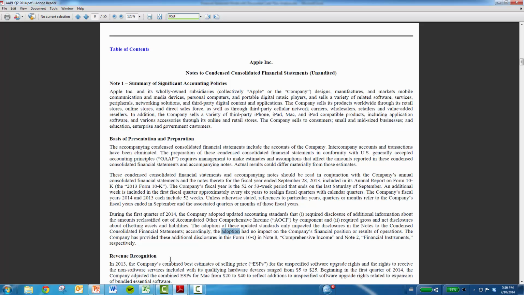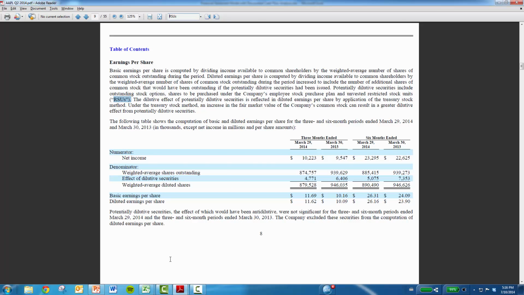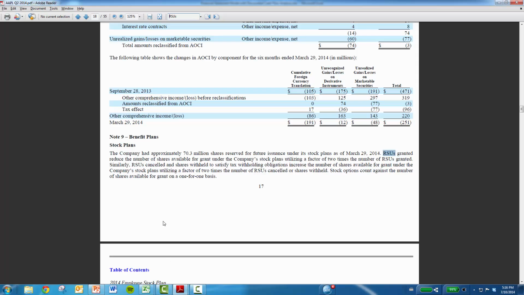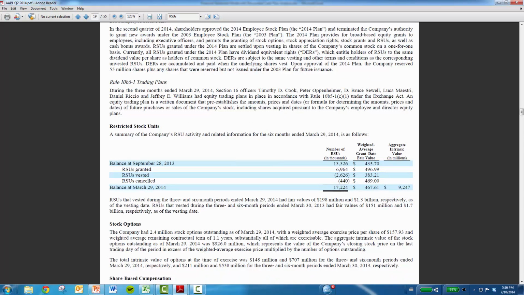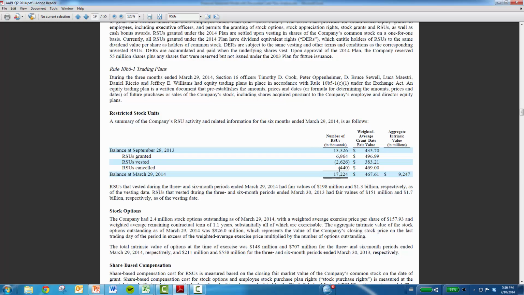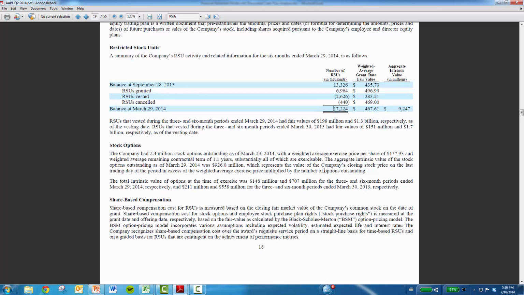RSUs, because we did see restricted stock units in that footnote 9. So companies are moving away from issuing stock options and are moving towards restricted stock units, and Apple is no exception. Apple has 17 million restricted stock units that are outstanding as of March 29th. So it's actually significantly more than the number of options that they have outstanding.